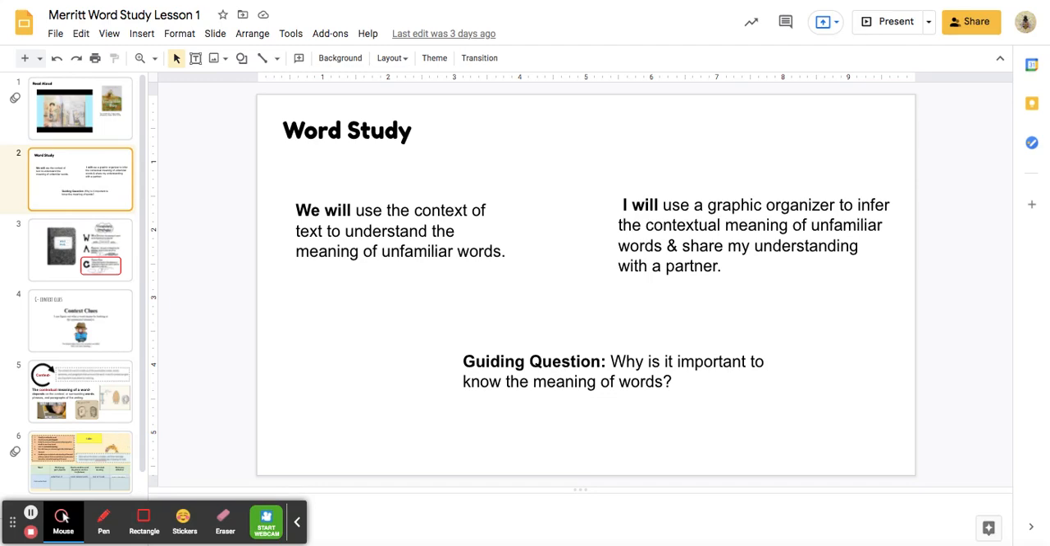Good morning. Today's word study is about using context clues. So we will use the context of text to understand the meaning of unfamiliar words. I will use a graphic organizer to infer the contextual meaning of unfamiliar words and share my understanding with a partner. Our guiding question today is, why is it important to know the meaning of words?